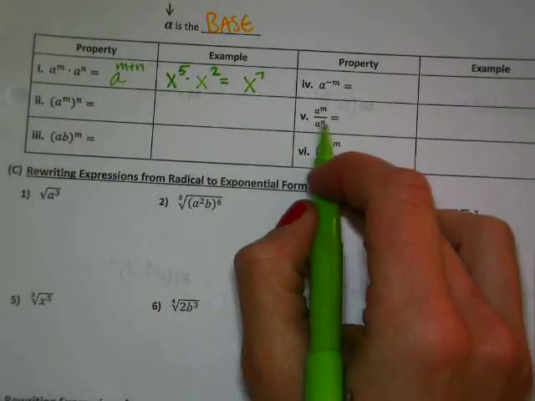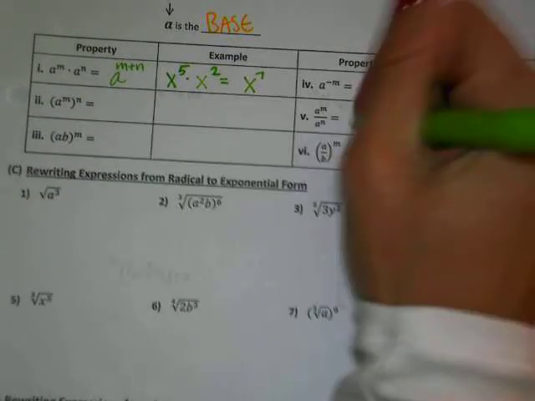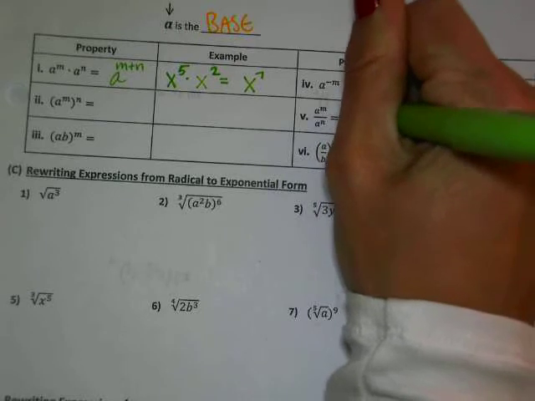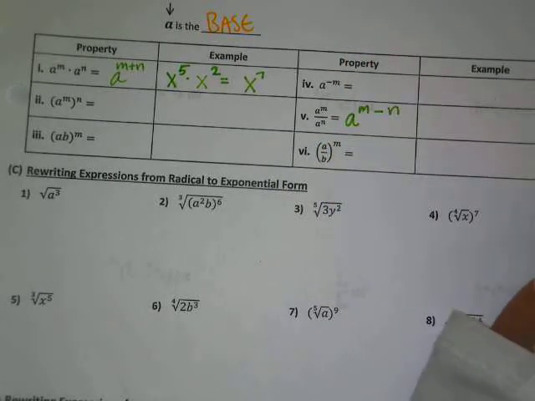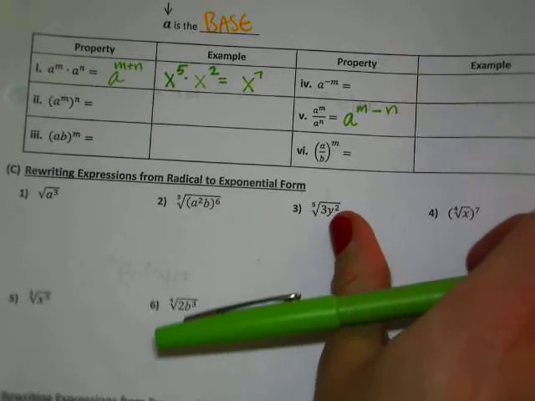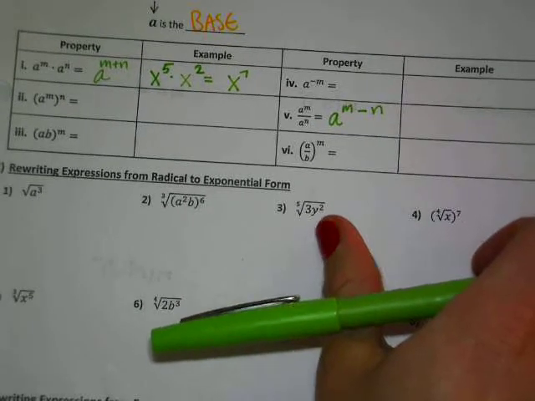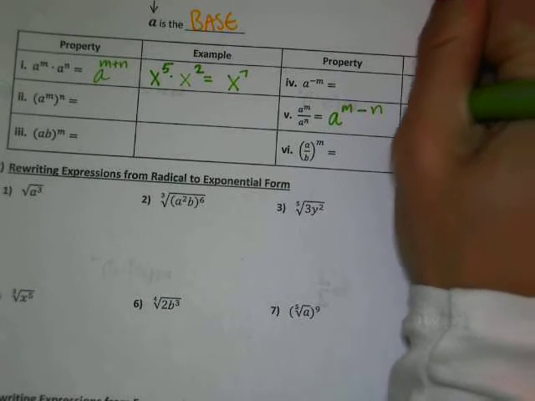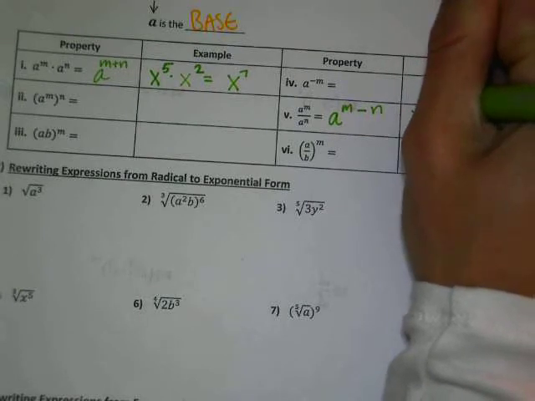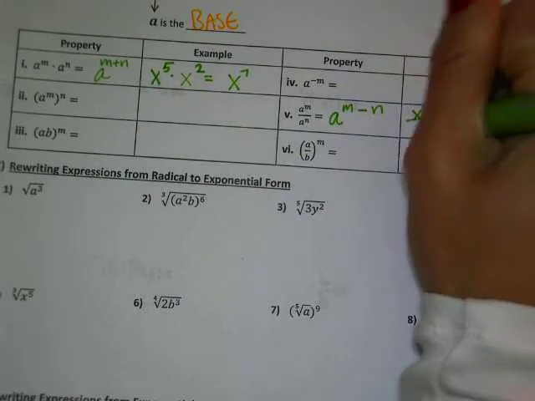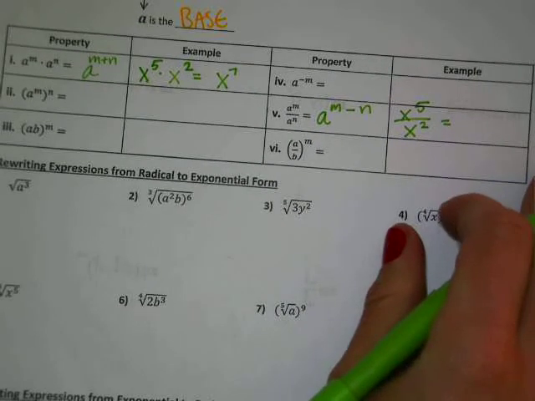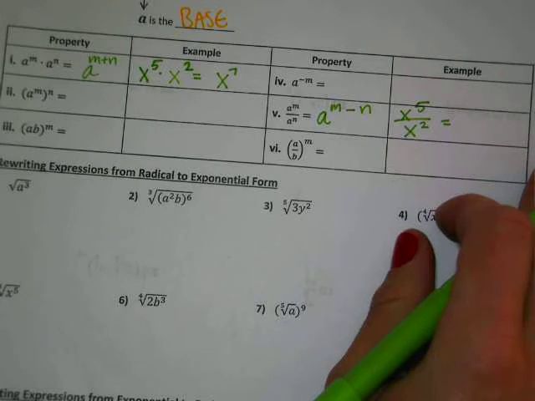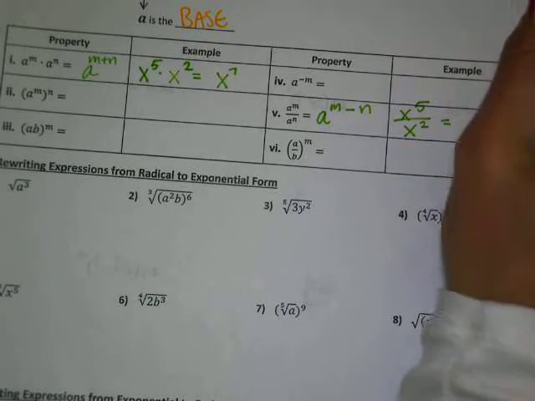What do you think you're going to do if you divide? Subtract them. So I'm going to jump around a little bit, but come over here. If you are dividing, you subtract your exponents. So for example, if you had x to the 5th over x squared, x to the 3rd.